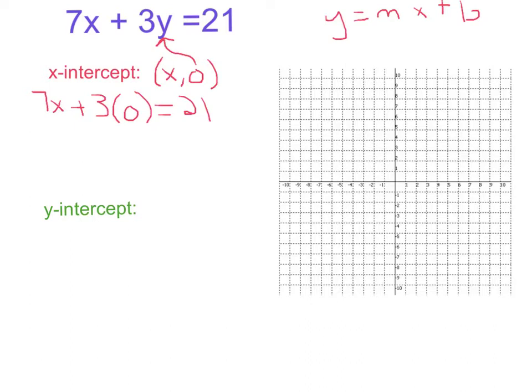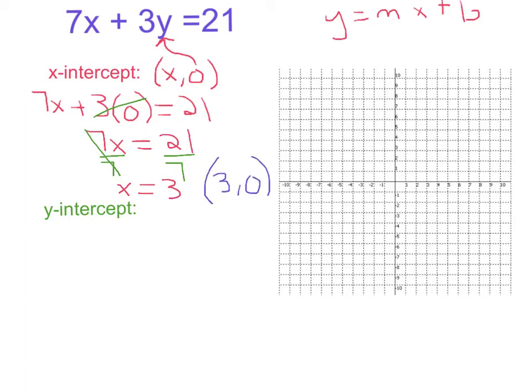So 3 times 0 cancels out, and it leaves you with just 7x equals 21. And then how do you solve for x? You have to divide both sides by 7. So you should get that x equals 3. And what that means is that the x-intercept is the point 3, 0. So on the x-axis we can plot the point 3, 0.